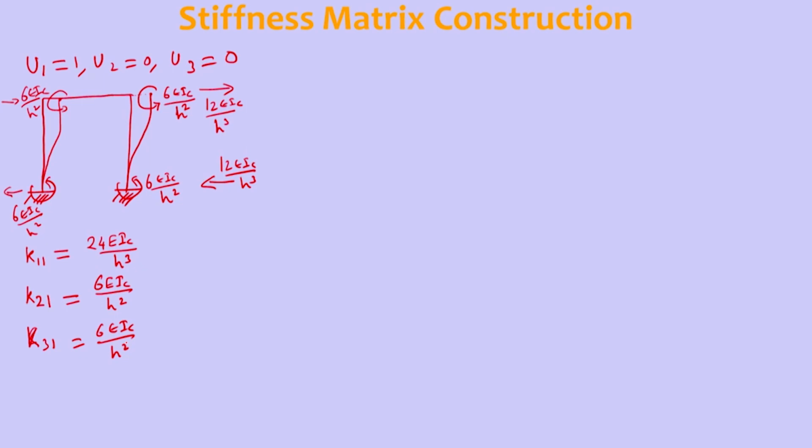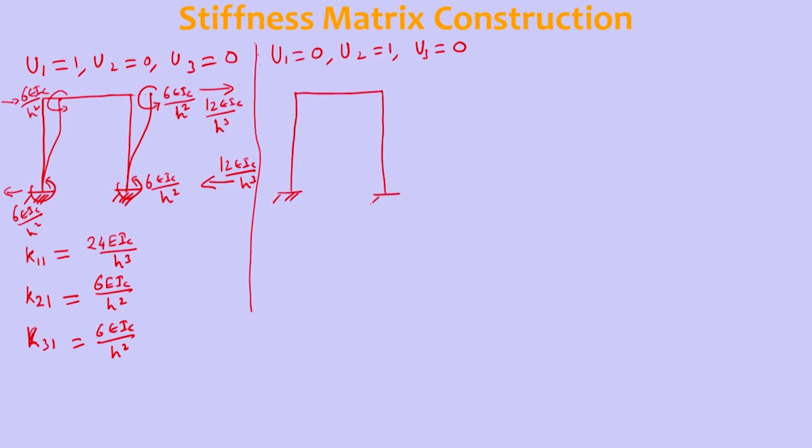Now let's go to the second column. How do we generate the second column of the stiffness matrix? The second column can be obtained with U1 is 0, U2 is 1, and U3 is 0. So in this case it is something like this. U2 is 1 unit rotation. So give 1 unit rotation to this joint. It is something like this, and here 1 unit anticlockwise rotation.